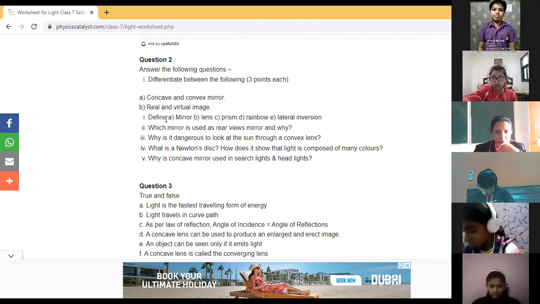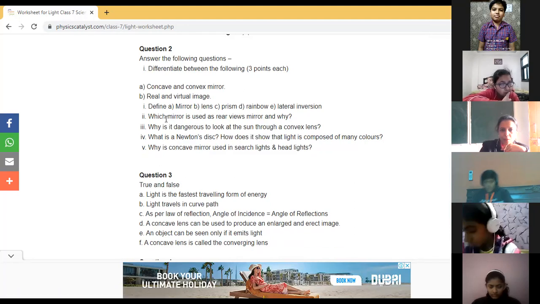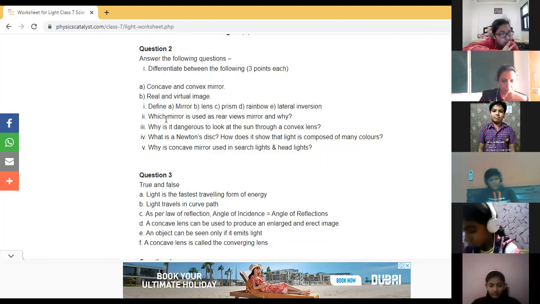Yes, ma'am. Ma'am, convex lens. Those lens, beta, here it is mirror. Mirror, pay attention. What did I just tell you? Just take care of it. Either it is a mirror or it is a lens. Okay, ma'am.